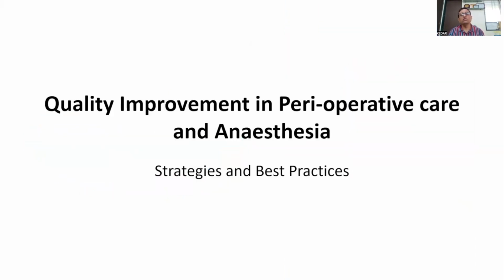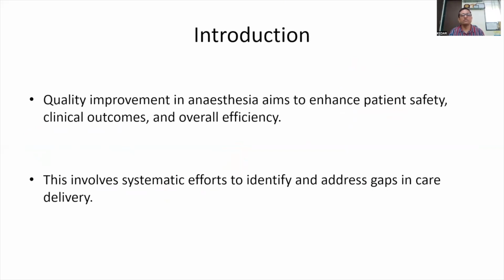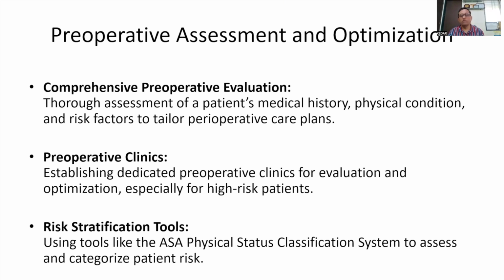So coming to quality improvement in perioperative care and anesthesia, what are the best strategies and practices? Quality improvement in anesthesia aims to enhance patient safety, outcomes, and overall efficiency. This involves systematic efforts to identify and address gaps in care. So how can we approach quality improvement?